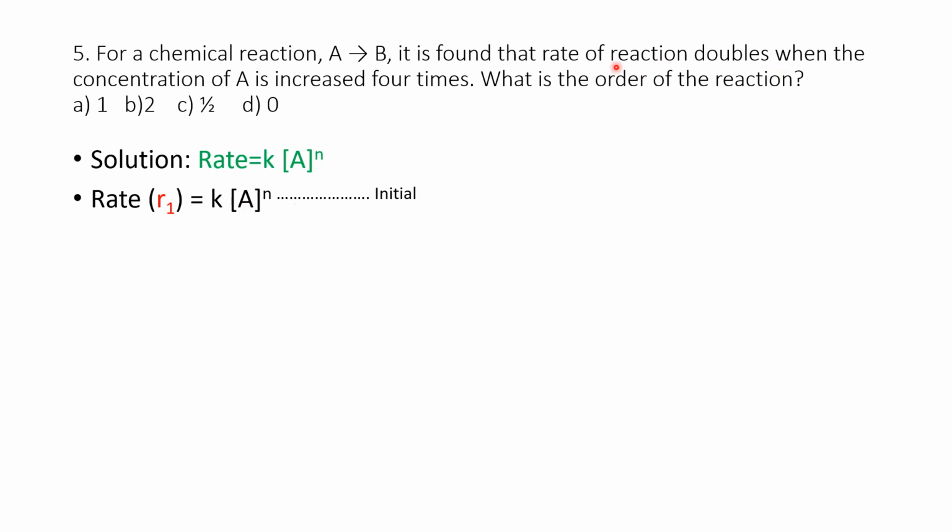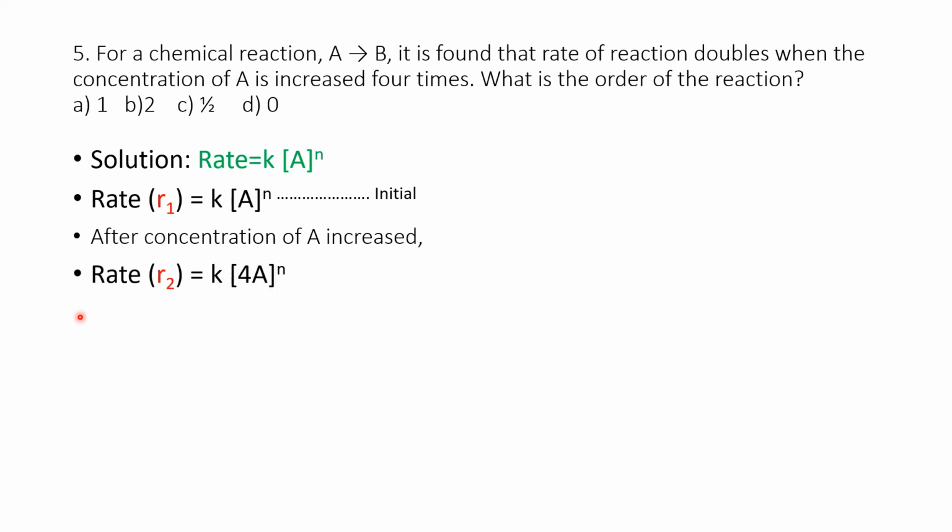They are saying the rate of the reaction doubles when the concentration of A is increased 4 times. When it is increased 4 times, k into concentration 4 power n means what will be the rate of the reaction they are asking. We need to compare the beginning and the later. Okay, this is after the concentration of A is increased. We need to compare these two by the division method.